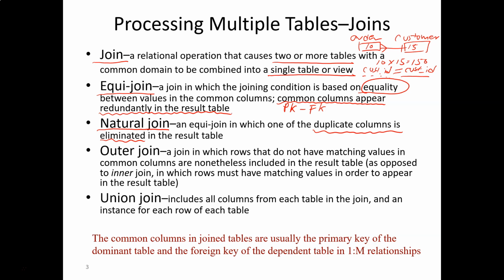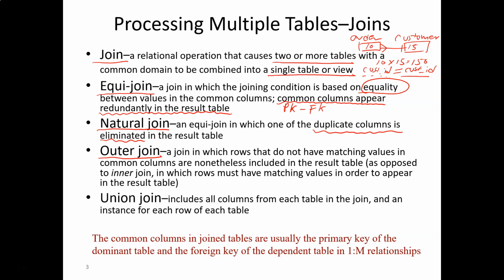So that's called a natural join. Okay, and then there is something called an outer join. An outer join is a join in which rows that do not have matching values in common columns are nonetheless included in the result table. So what does this mean? Well, let's say you have 15 customers and only 10 orders. So obviously some customers did not place any orders here.